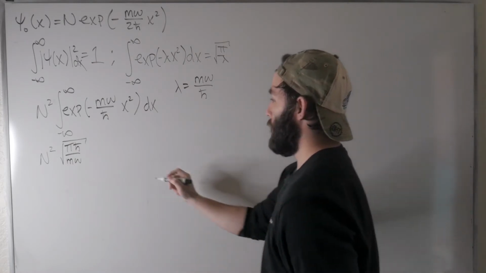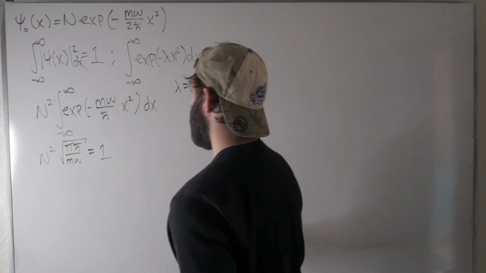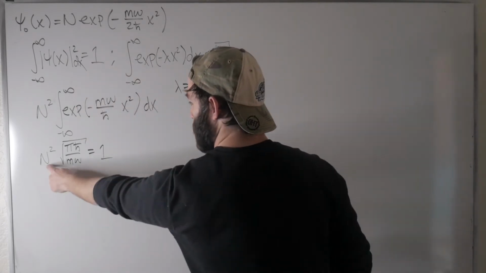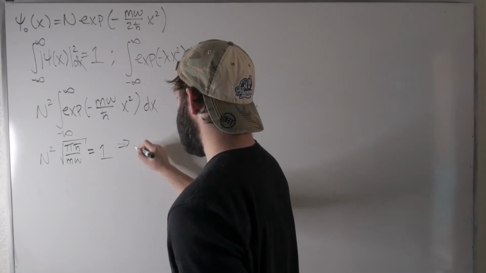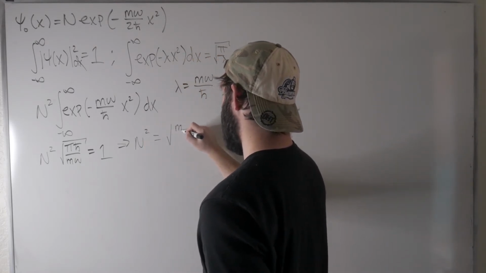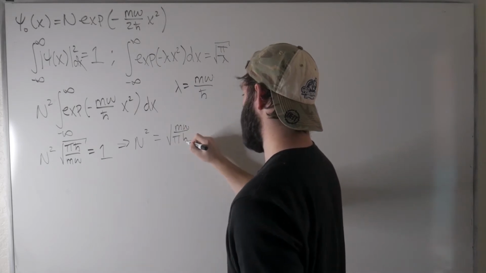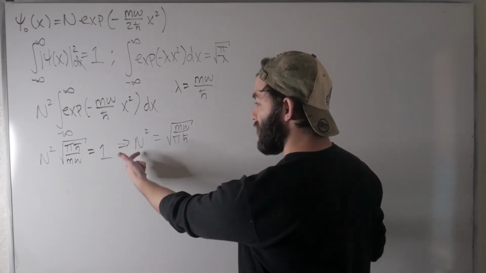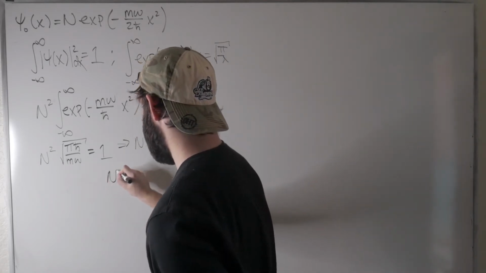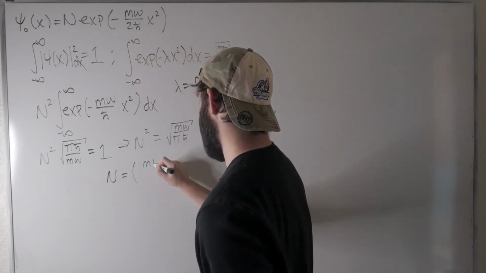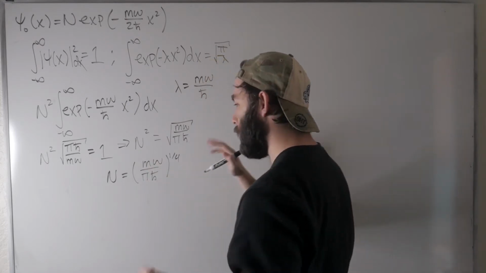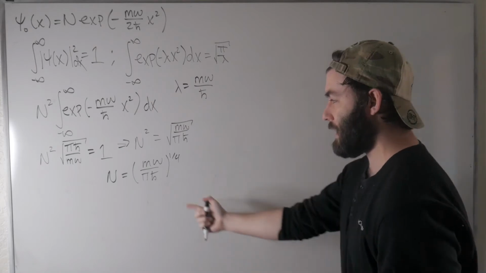Okay? And this should be equal to 1, because the probabilities should add up to 1. So if we just solve for n squared, we get that n squared is equal to root m omega over pi h bar. Taking the square root again just turns this 1/2 power to a 1/4, and we get that n is equal to (m omega over pi h bar) to the 1/4.